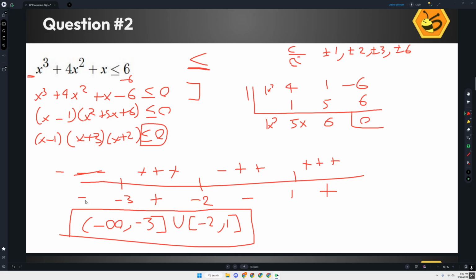But if you really want to, you can see this one's coming from a negative. Then it goes positive, negative, and then goes back to being positive. So it looks something like this.